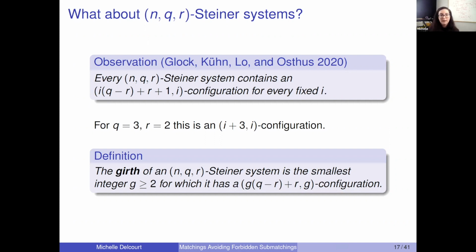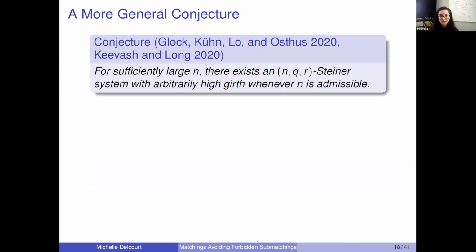And they conjecture that the simultaneous generalization of the existence conjecture and Erdős's triples of arbitrarily high girth should be true, that for sufficiently large n, we should be able to find n-q-r Steiner systems of arbitrarily high girth whenever n is admissible, and this was reiterated by Keevash and Long.